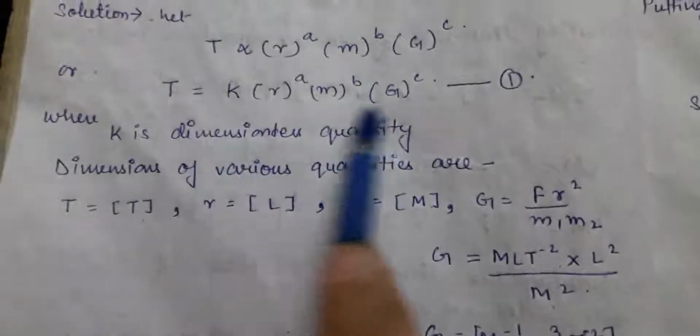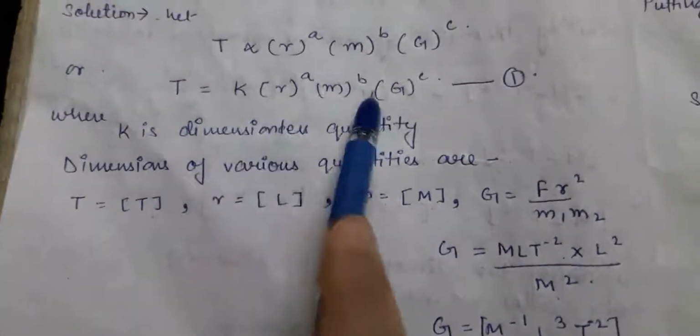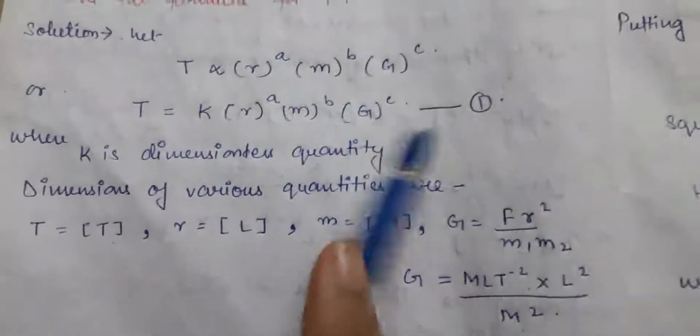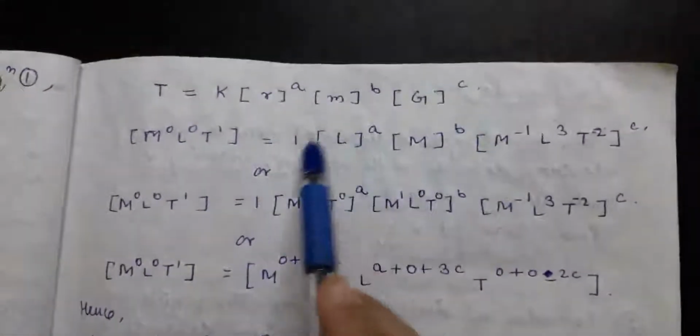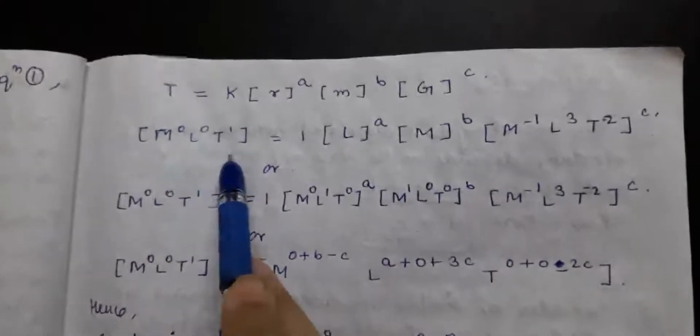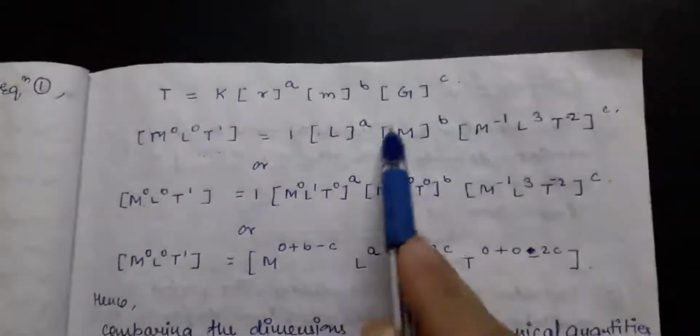What is the equation 1? This is the equation 1. I have to substitute in place of physical quantities their dimensional formulas. So by substituting I got T is equal to K R^A M^B G^C. So in place of T I am writing this, in place of R, M and G I am writing the dimensional formulas with power A, B, C.